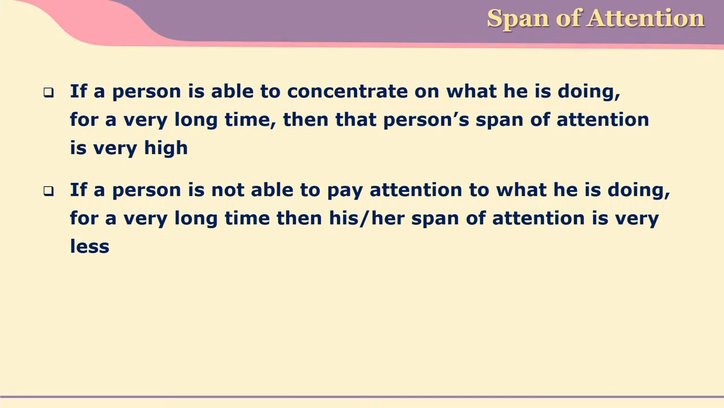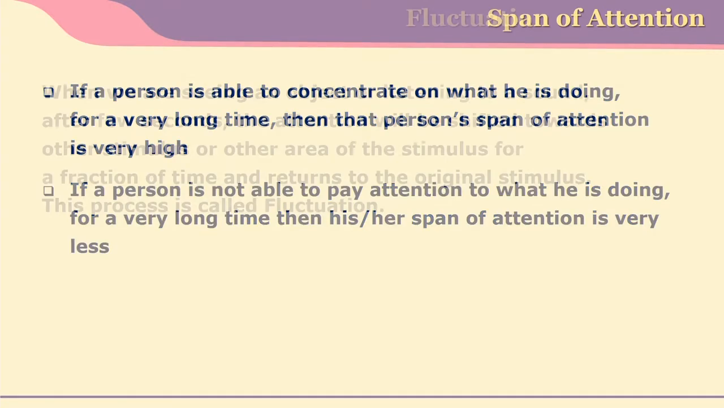If a person is able to concentrate on what he is doing for a longer period of time, then that person's span of attention is very high. Whereas, if a person is not able to pay attention to what he is doing for a long time, then it is said that his span of attention is very less.